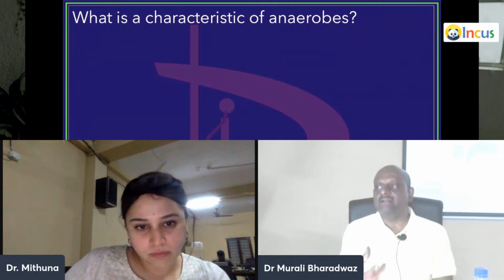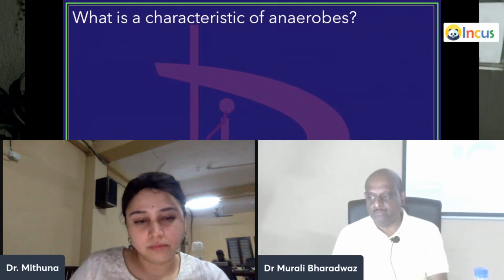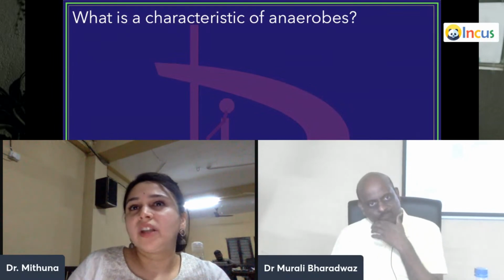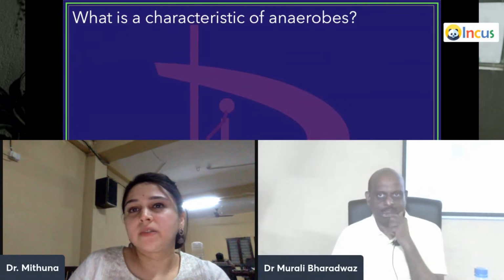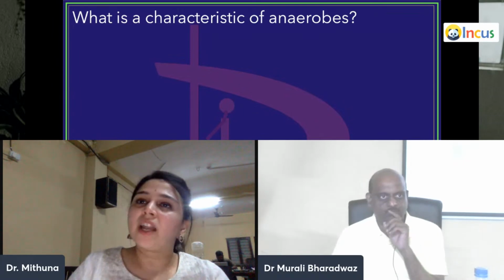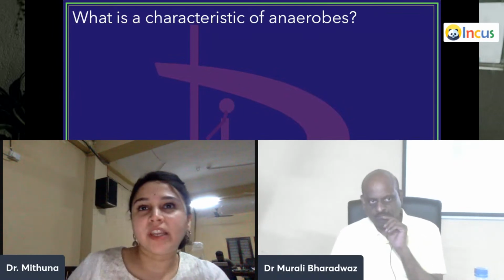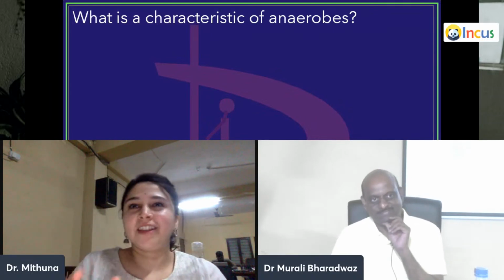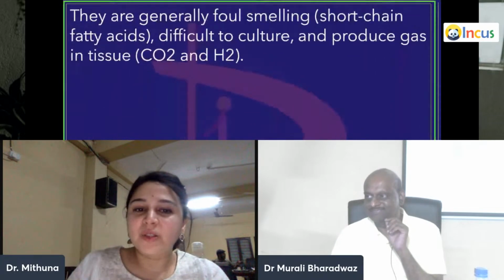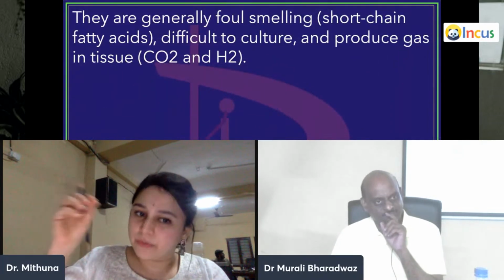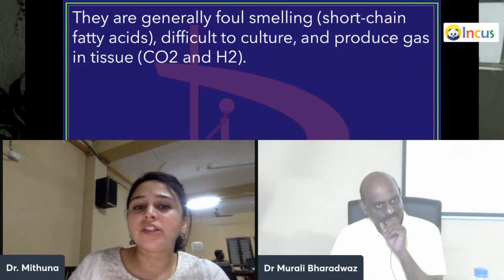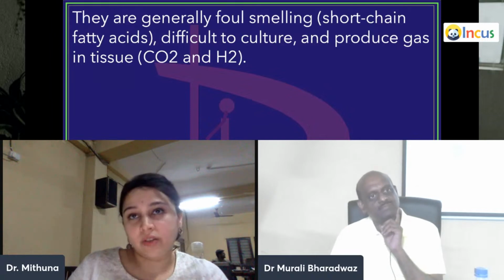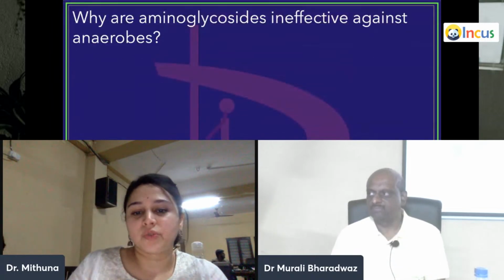What is the characteristic feature of the anaerobes? As the name says, sir, it's an anaerobe. It doesn't grow in the place where there is oxygen available. In that, you have both facultative and obligate. So, obligate is the real anaerobe. Facultative is the cat on the wall. It can grow either way. They're extremely foul smelling because of the short chain fatty acids which they contain. They're also difficult to culture, and they produce gas like hydrogen gas or carbon dioxide, which leads to that foul smell in the tissues.